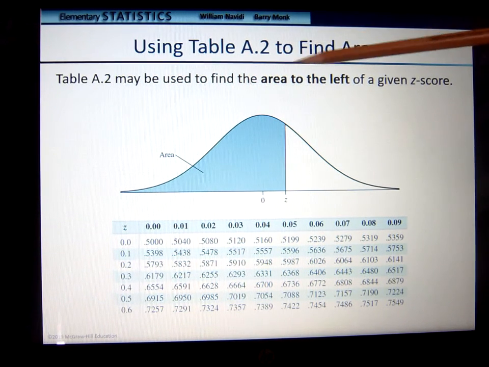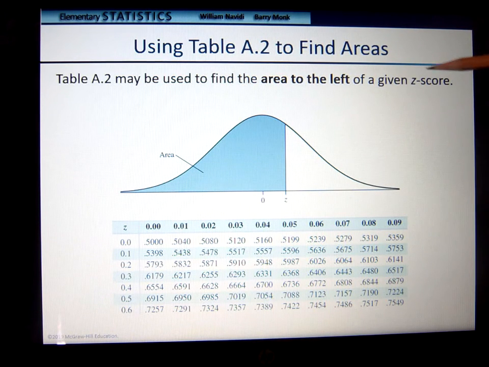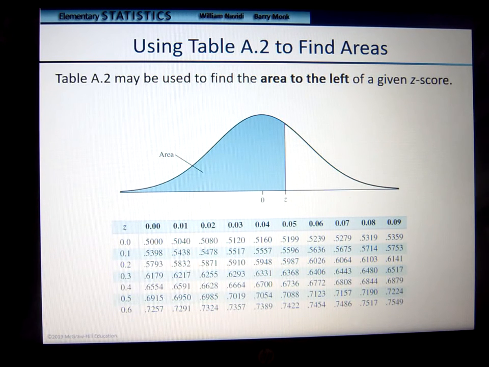This may be used to find the area to the left of a given Z-score. So if we have a table, and you can find these tables, you can Google these tables, you can look in the back of every statistics book and find a table, and this will help you find the area to the left of a given Z-score.